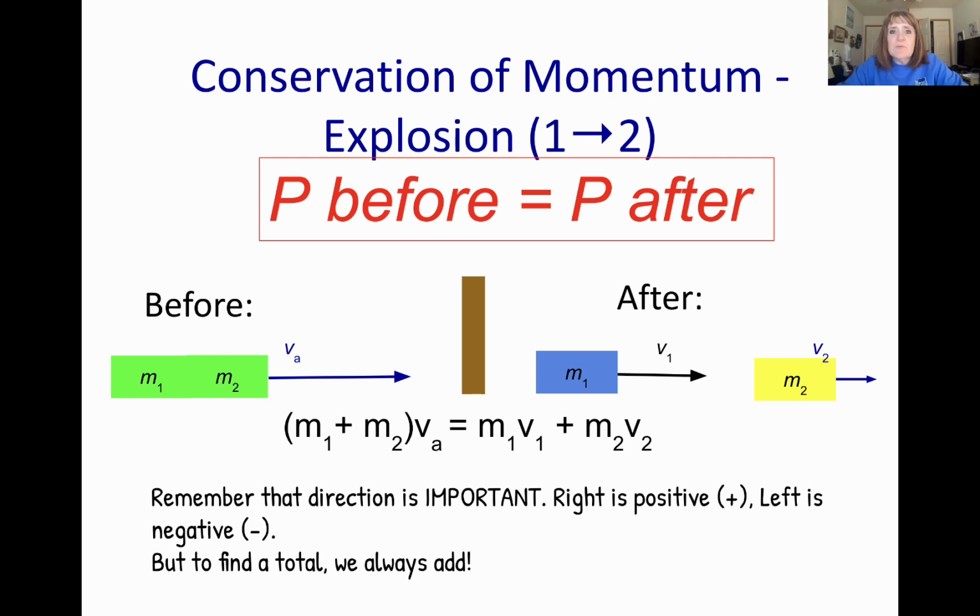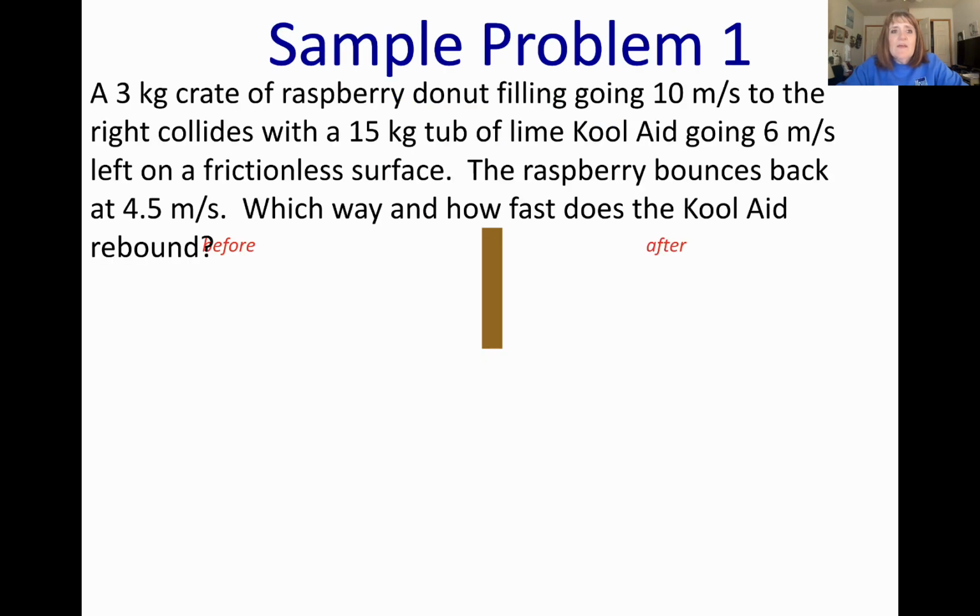Let's look at some sample problems. A 3-kilogram crate of raspberry donut filling is going 10 meters per second to the right, collides with a 15-kilogram tub of lime Kool-Aid going 6 meters per second to the left on a frictionless surface. The raspberry bounces back at 4.5 meters per second. Which way and how fast does the Kool-Aid rebound?